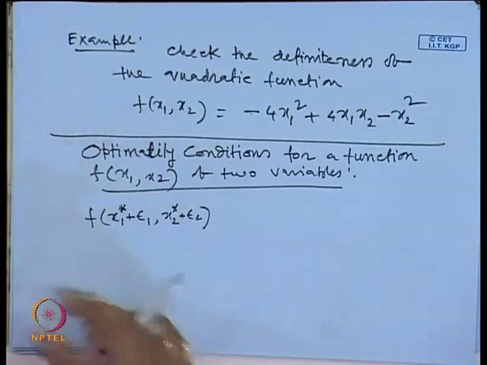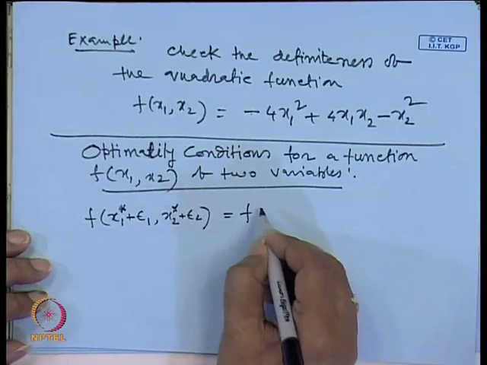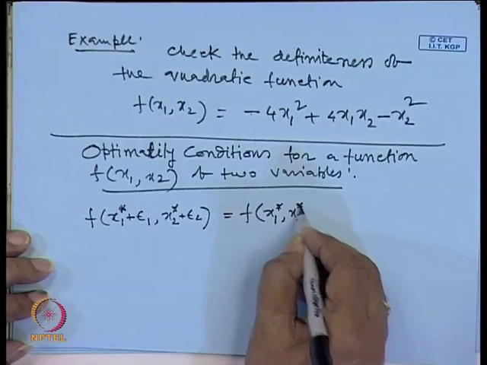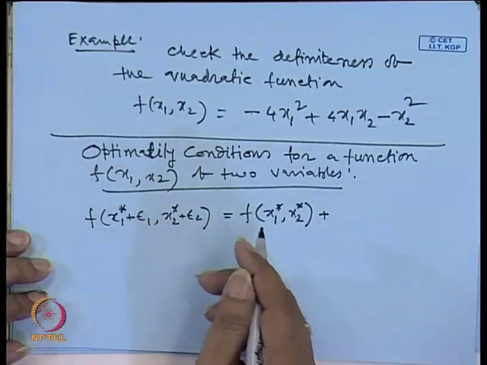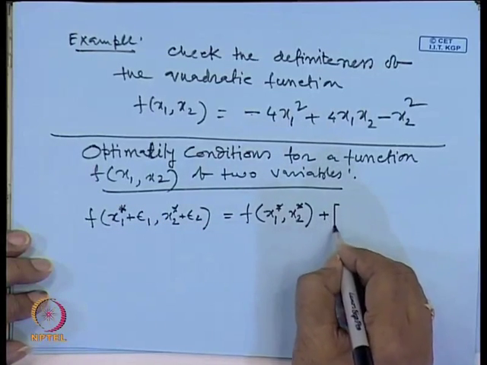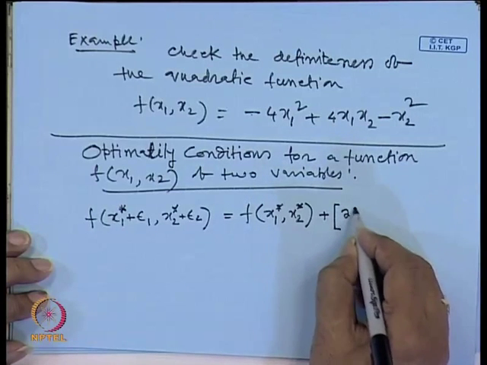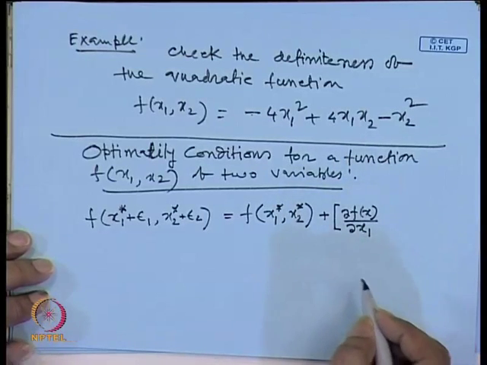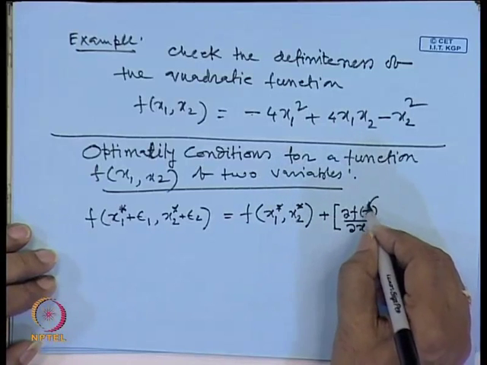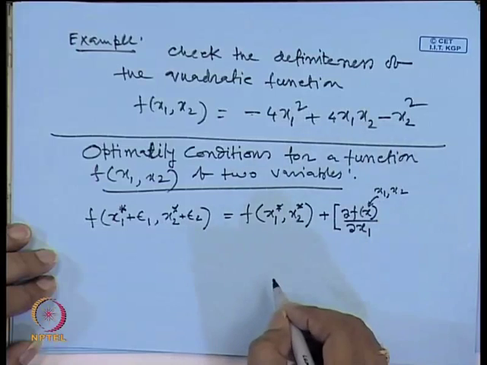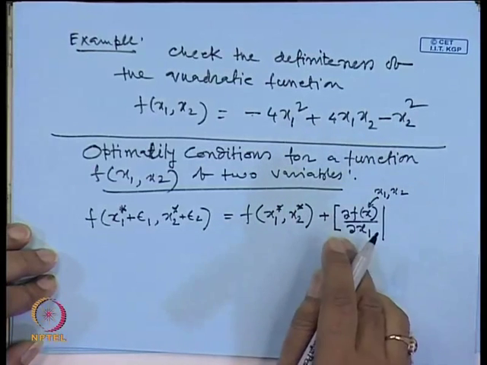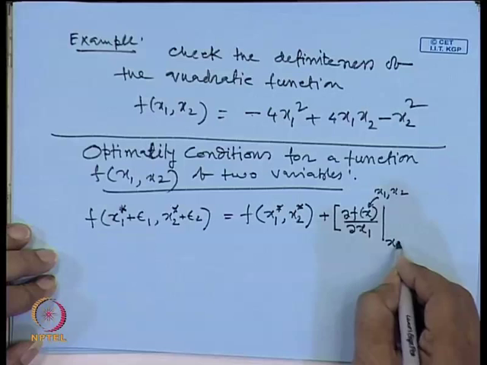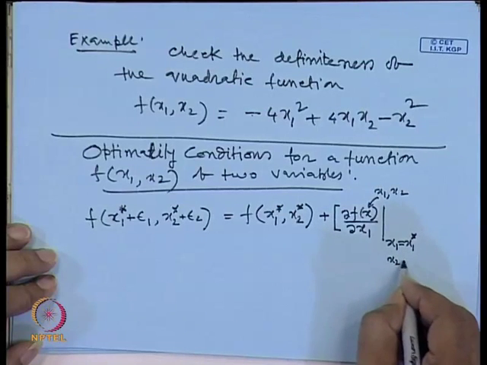So, let us see the Taylor series expansion of this function around x 1 star, x 2 star. This is a function of two variables. So, I can write del f of x by del x 1, again del f of x by del x 1, as a function of x 1 and x 2, where you are doing the Taylor series expansion around x 1 star and x 2 star. So, x 1 is equal to x 1 star, x 2 is equal to x 2 star.